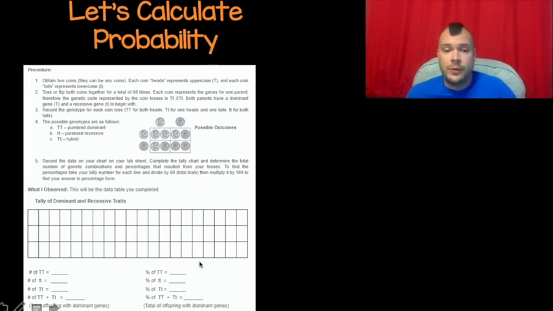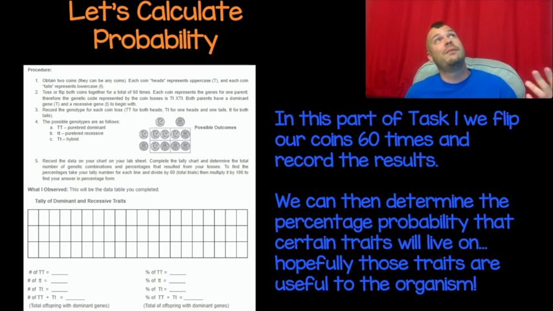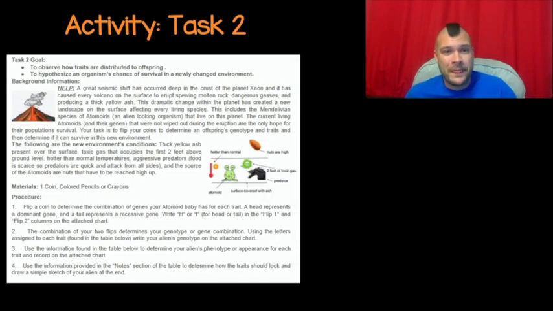Now, that's important because part 2, or task 2, has a little bit more application to it. Okay, so remember, determine the probability and percentage that certain traits will live on. Hopefully those traits were useful to that organism. Okay, kind of like tall necks if the food's way up high, or you really don't want to be the slowest if there are predators around. Not going to end up good. So task 2. Okay, task 2, you are on the planet Xenon.